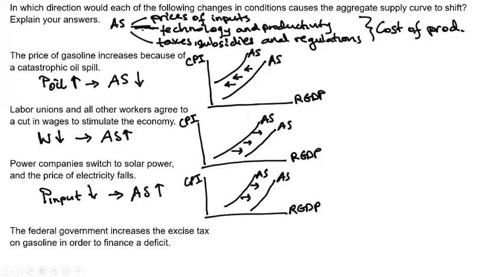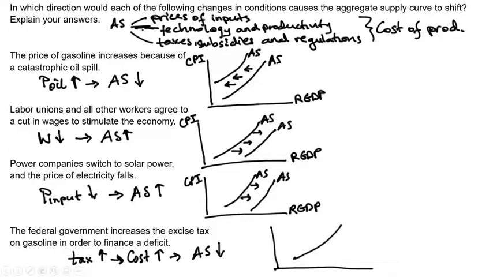In this case, we have an increase in tax, which is also increasing the cost of production, and that will lower aggregate supply. What kind of shift do we have here with higher costs? It's going to be a leftward shift in aggregate supply. And we have the CPI price level here and real GDP on the horizontal axis.